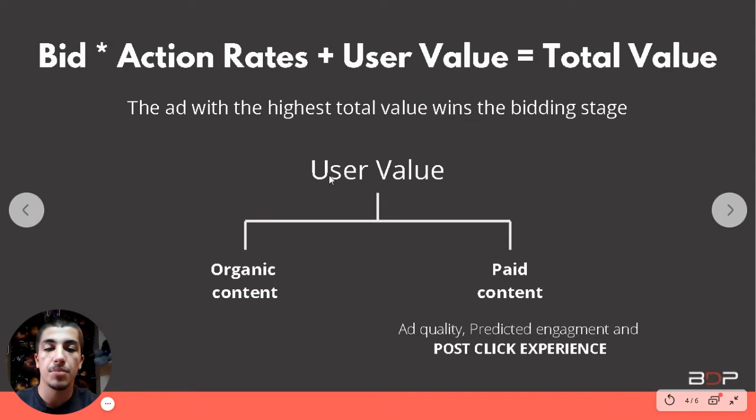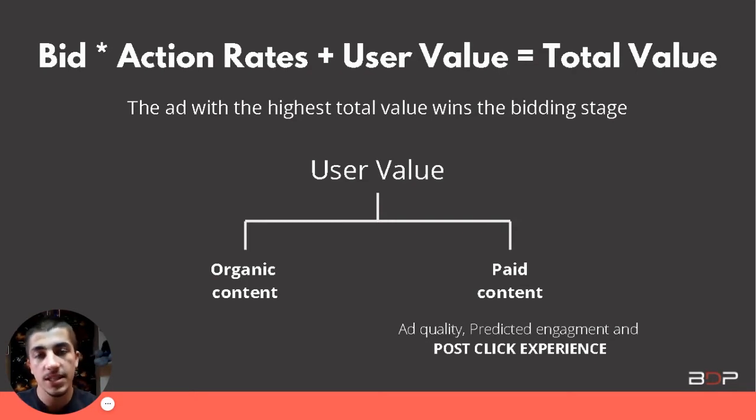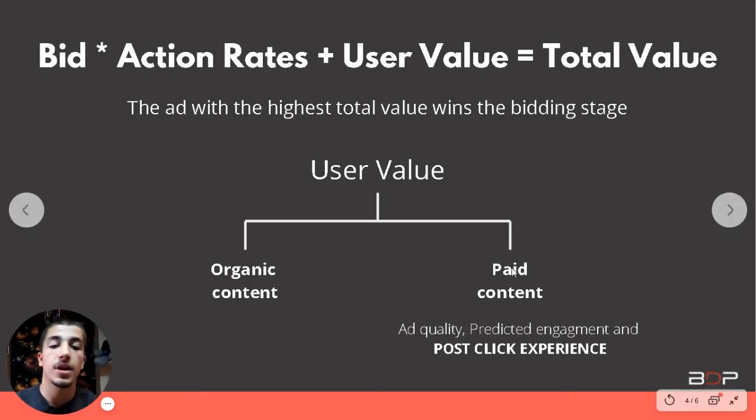As you can see, I broke down user value into organic content and paid content. Organic content is really just how many comments, likes, and shares you're getting on your posts. Therefore, I always advise my clients to invest at the start in some organic likes, shares, and traffic, just so that we can get that ball rolling. And after that, we can move to paid content. Now, paid content is really just ad quality, predicted engagement, and post-click experience.